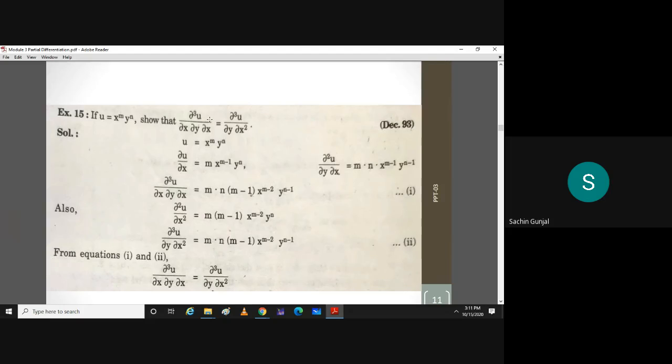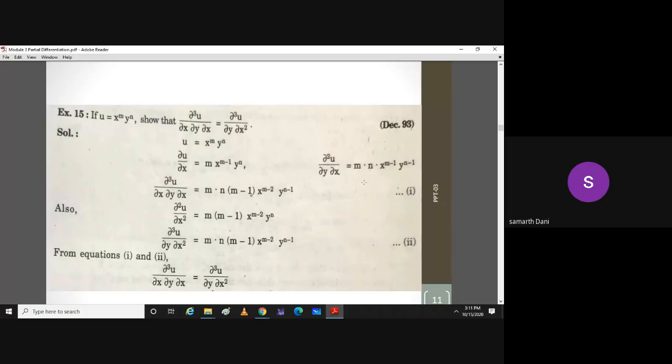So let us find out left hand side first of all. So u is x raised to m y raised to n. So differentiate it with respect to x. Y will be constant. So m x raised to m minus 1 y raised to n. Then you differentiate this thing with respect to y. So m x raised to m minus 1 is constant. Differentiation of y raised to n, that is n y raised to n minus 1. Okay? All right?